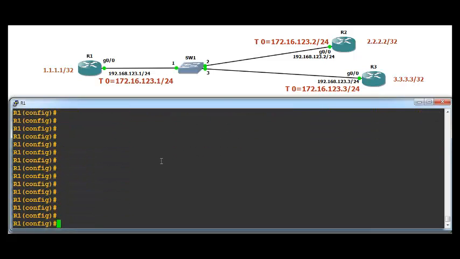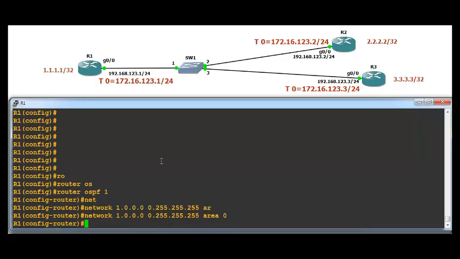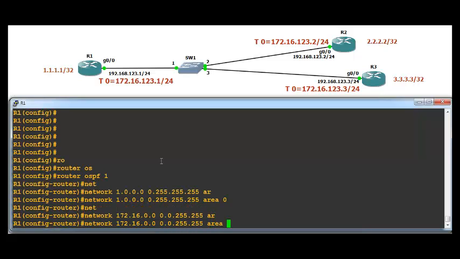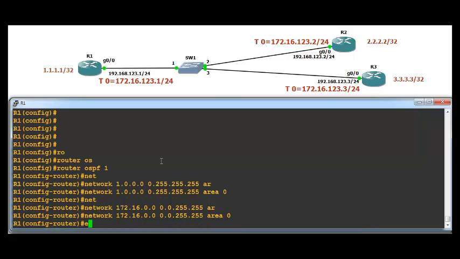Now I'm going to say router ospf process ID, network 1.0.0.0 0.255.255.255 area 0. Network 192, don't say that, because that's the physical interface. Network 172.16.0.0 0.0.255.255 area 0. That's it.